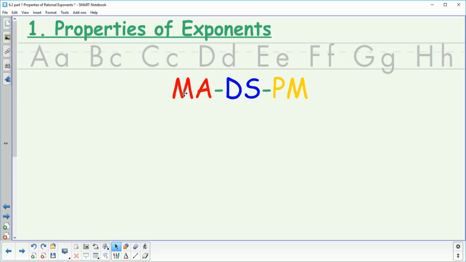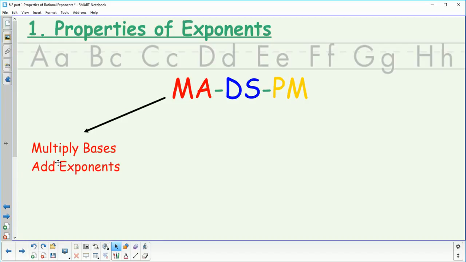So the M and the A meant multiply and add. And that meant when we multiply the bases, we add the exponents. So an example of that would be a simple one like x to the fourth times x to the third. So when we multiply our bases, our x's, we add our exponents, we get x to the 7th.